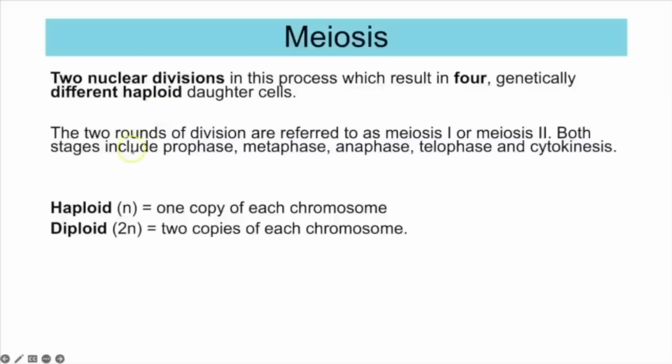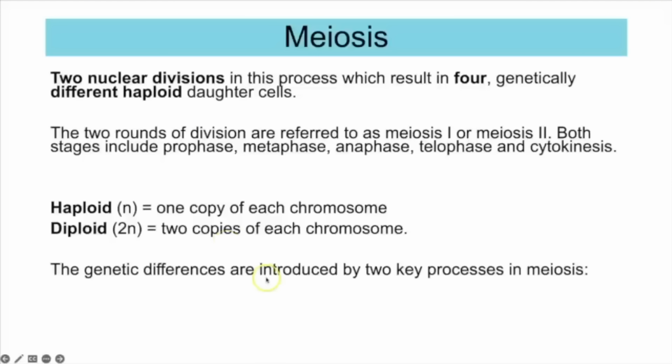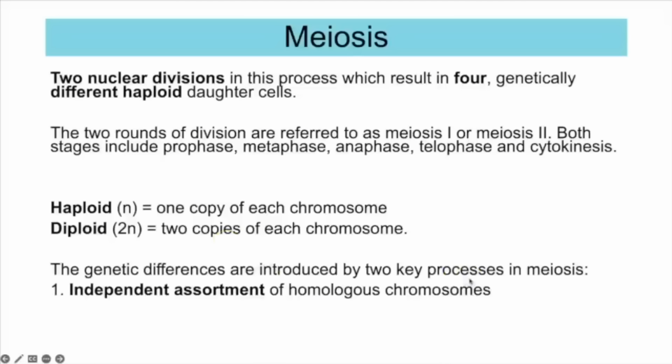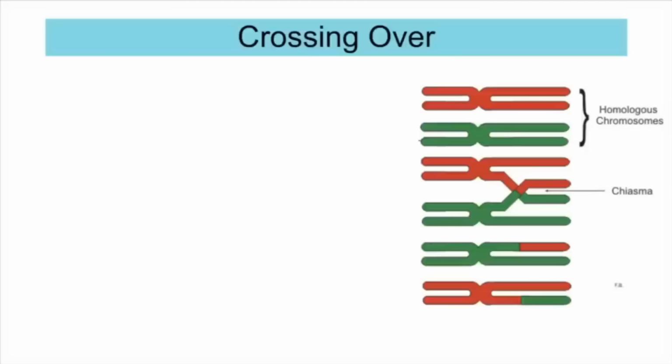Now we said it makes a haploid cell, and what we mean by haploid and diploid is a haploid cell, represented by a single letter N, is when you have one copy of each chromosome. A diploid cell, or 2N, is when you have two copies of each chromosome. The genetic differences are introduced in meiosis by two key processes: independent assortment of homologous chromosomes and crossing over. So let's have a look at crossing over first.